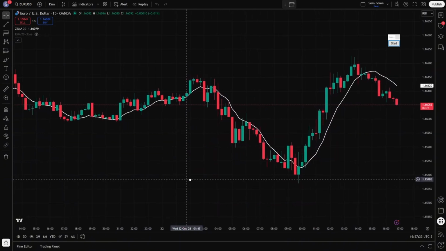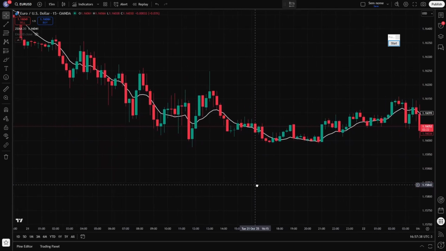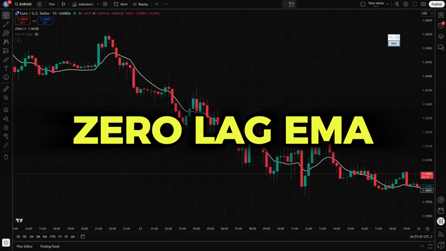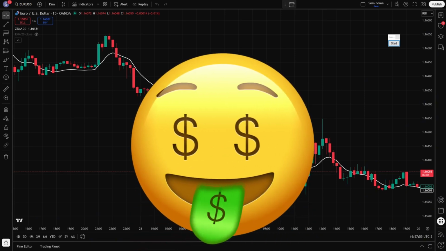Now, imagine a moving average that responds faster to the price, staying smooth but eliminating most of the delay. That is precisely what the zero lag EMA accomplishes. It was designed to cut down on the lag in classic moving averages, providing more precise and earlier signals. In practice, this means you can enter trades earlier, capture a larger portion of the move, and significantly improve the risk return of your trades.